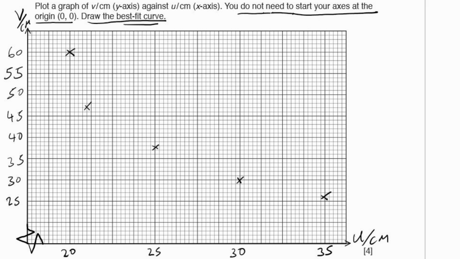So there we go, that's the points now plotted. We've been asked to draw a best fit curve. It's going to be tricky. Let's see if we can get one in. And there we go, not bad. Alright, let's move on to the next part of the question.